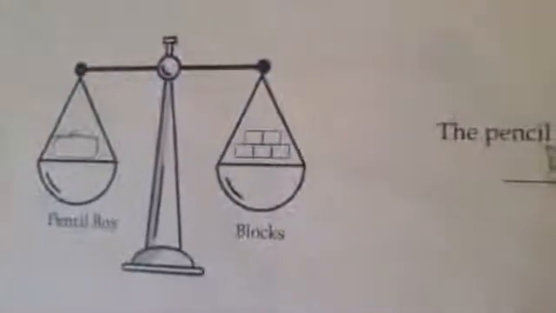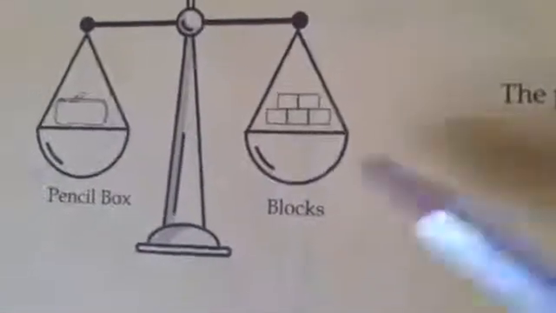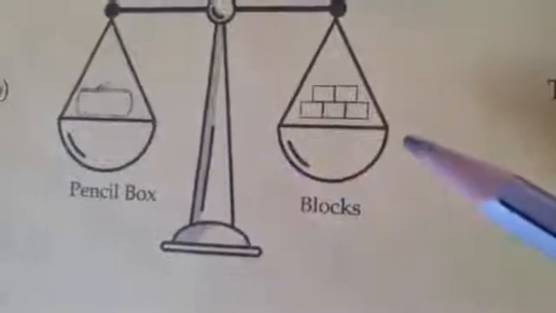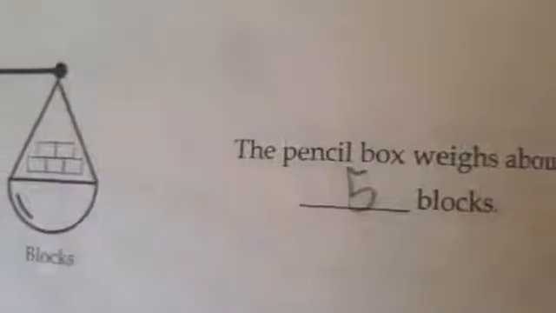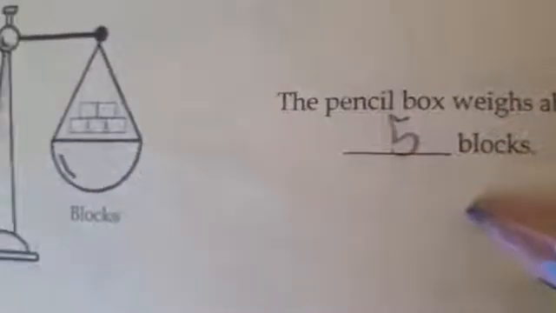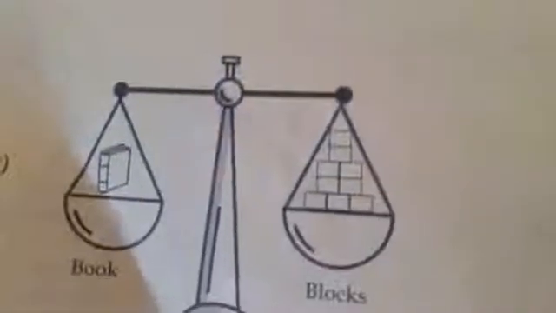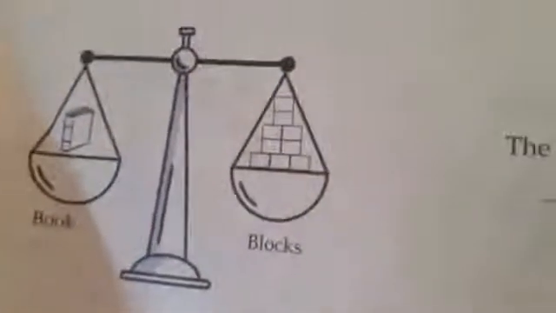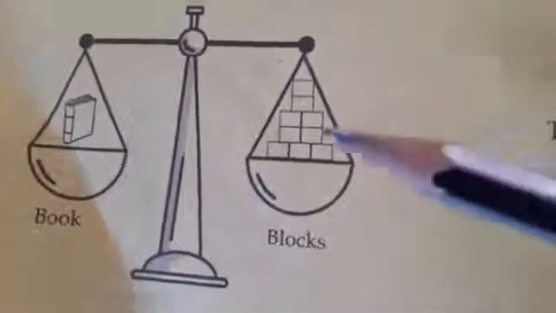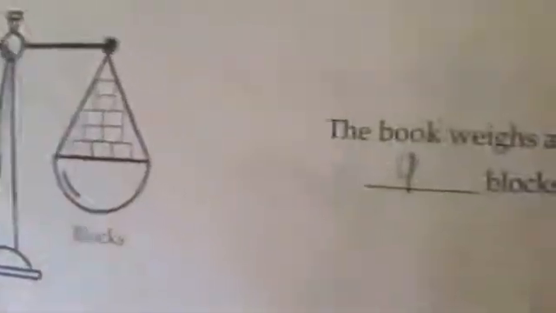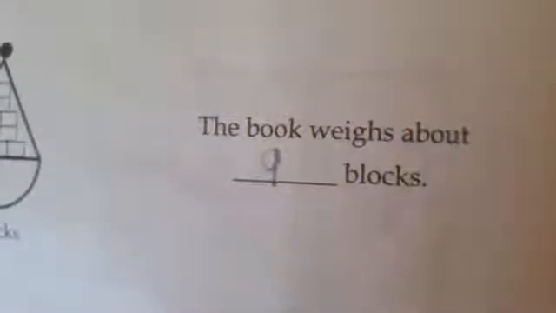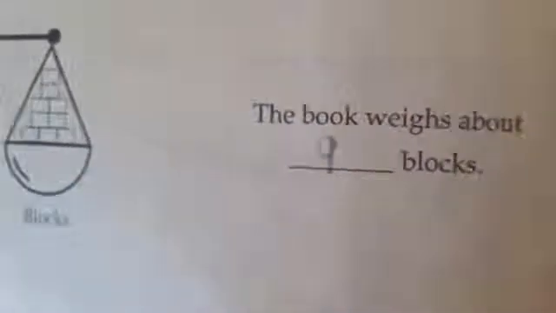Like that they compared. Next one also. Pencil box and blocks. Pencil box is equal to how many blocks? 5 blocks. So the pencil box weighs as much as 5 blocks. Come to the next one. Compare the book weight to blocks. Count the blocks. 3, 4, 5, 6, 7, 8, 9 blocks. The book weighs about 9 blocks. So this is the right way to find the weight of other things using a weighing balance.